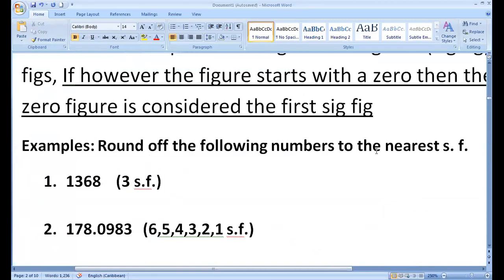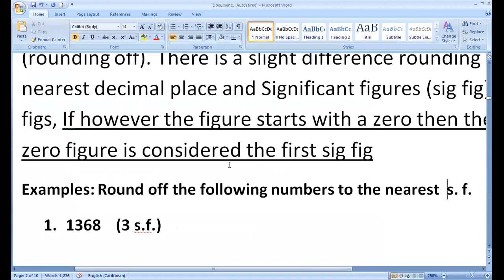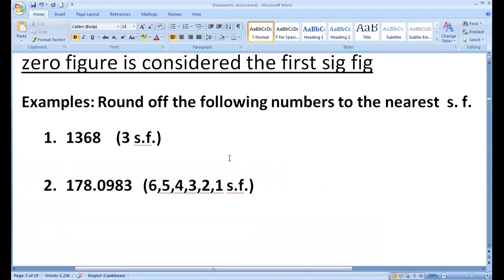Example: round off the following numbers to the nearest SF, and SF we know means what? Significant figure. All right, now what did I say a significant figure is, class? It's just 0 to 9. All right, those are significant figures. And 0 is not considered a significant figure in a special case. So let's look at number 1.